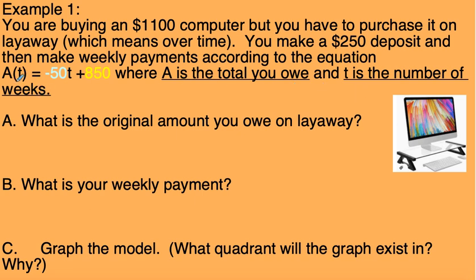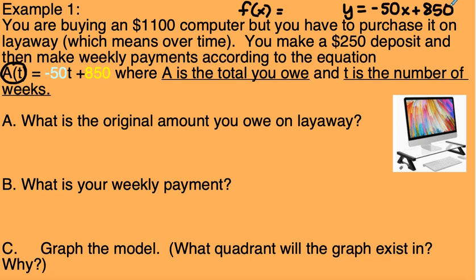Now I'm hoping you're familiar with that function notation. We learned it as f of x, but I could use any variable I want here. So A of t is acting like my y, and y equals mx plus b. So if I rewrote it, it would look like this.